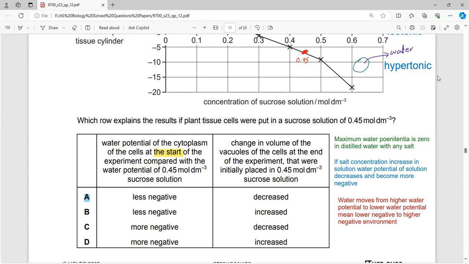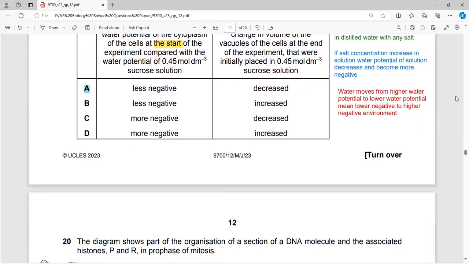So what will happen with the volume of the vacuole of the cell? It will decrease. Why? Because the water is moving from inside to outside. So hopefully you understood this question. So A is our correct option here. So we're going to proceed to the next question.